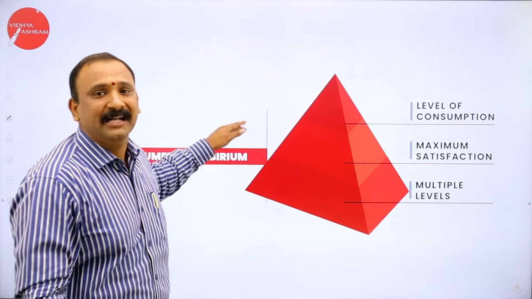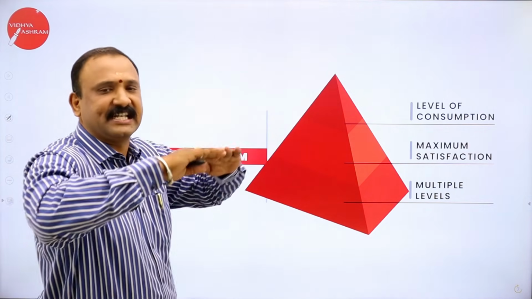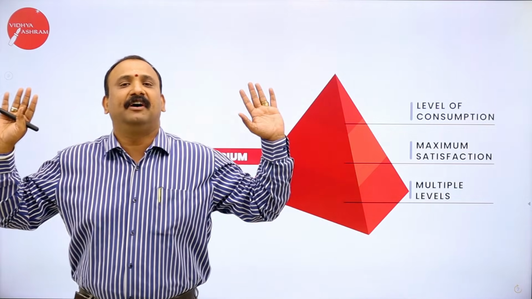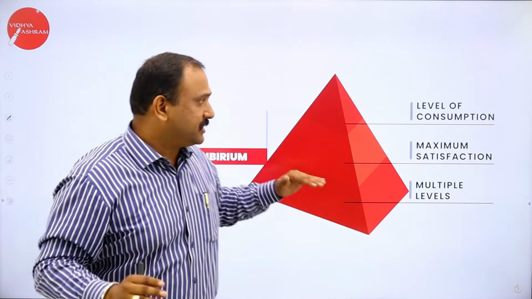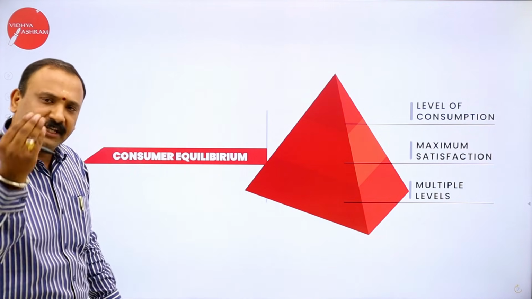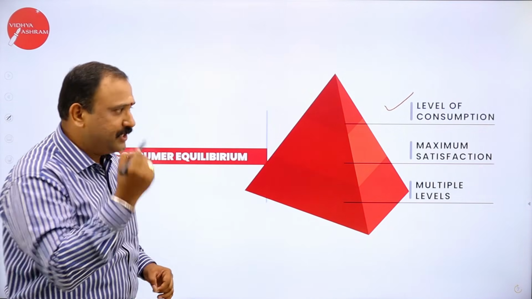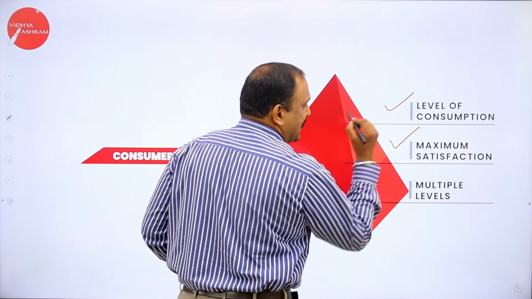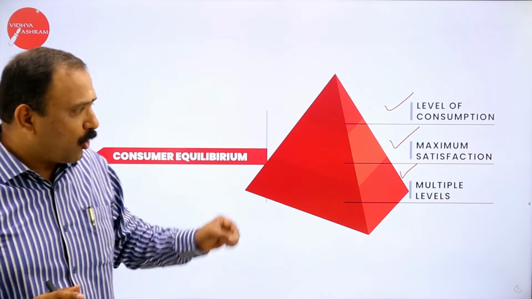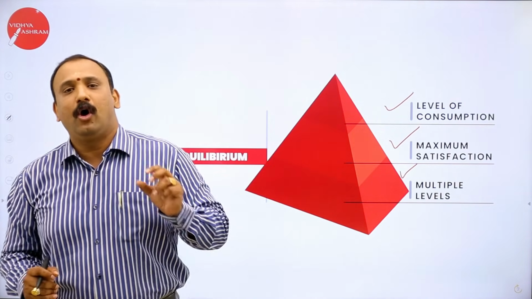Similarly, in equilibrium, this is the point where the consumer balances himself. He is satisfied. He reaches a level of satisfaction and says, yes, I have achieved what I wanted to. So when we come to this word equilibrium, we need to understand the core factors involved. The first one, level of consumption. Second, maximum satisfaction. And the third, multiple levels. Now let's go word by word to understand what consumer equilibrium is all about.